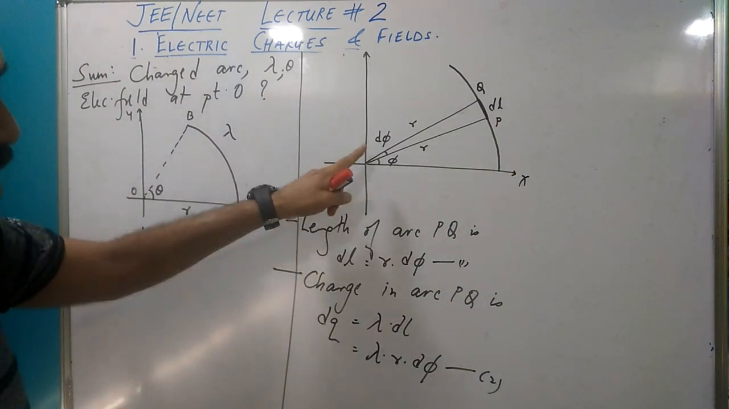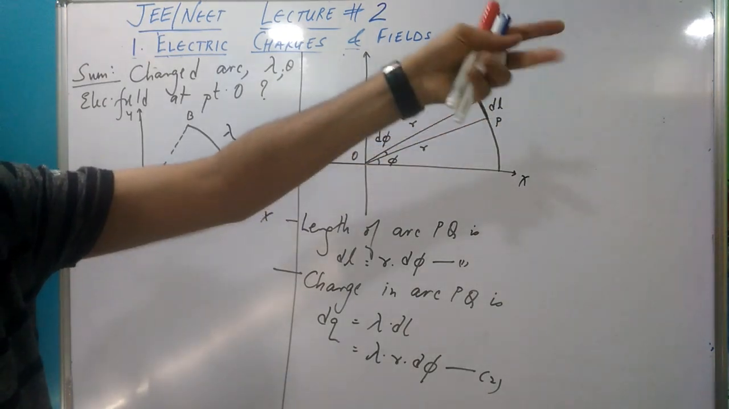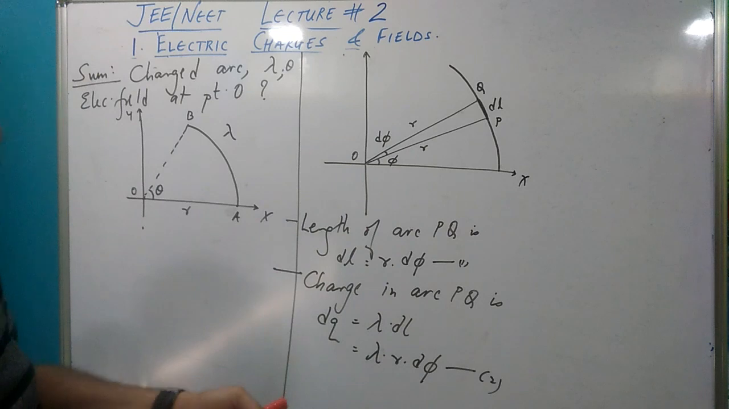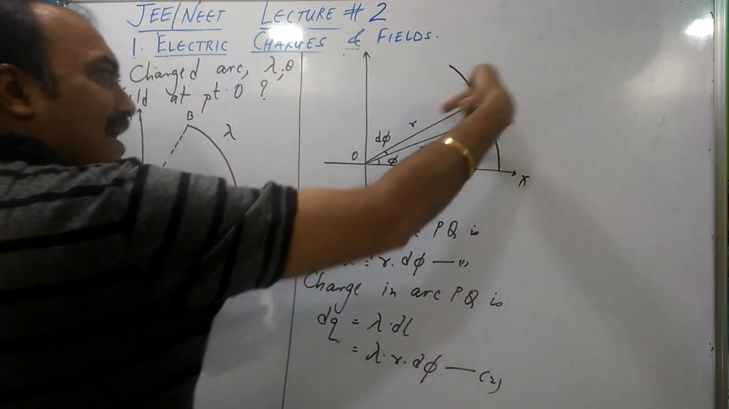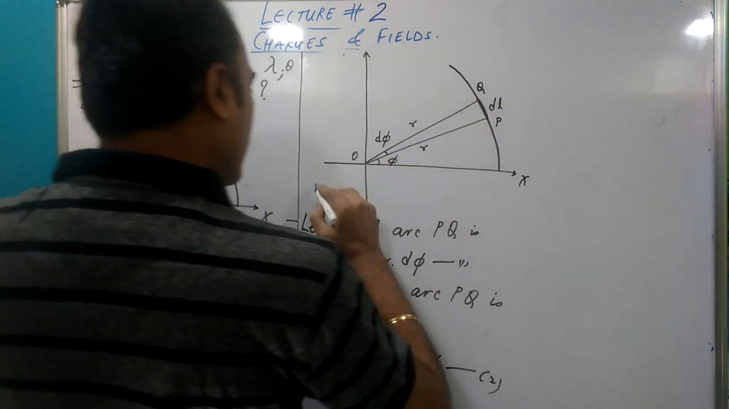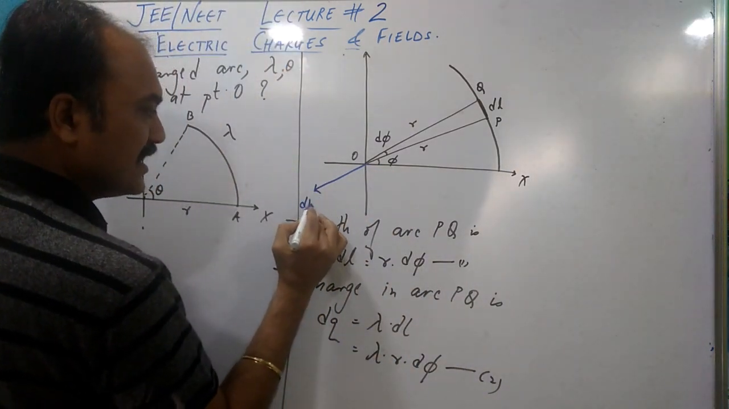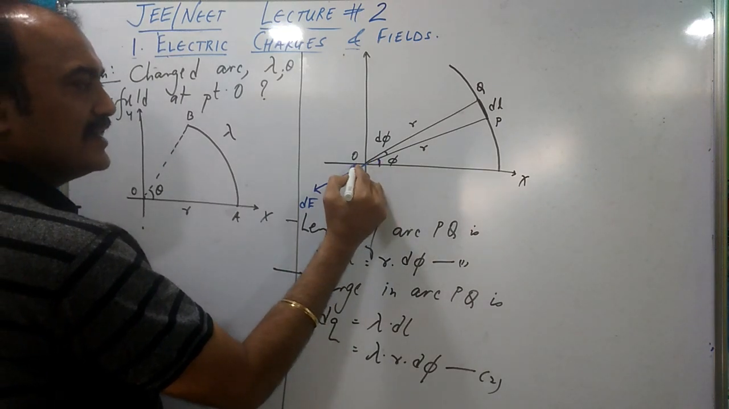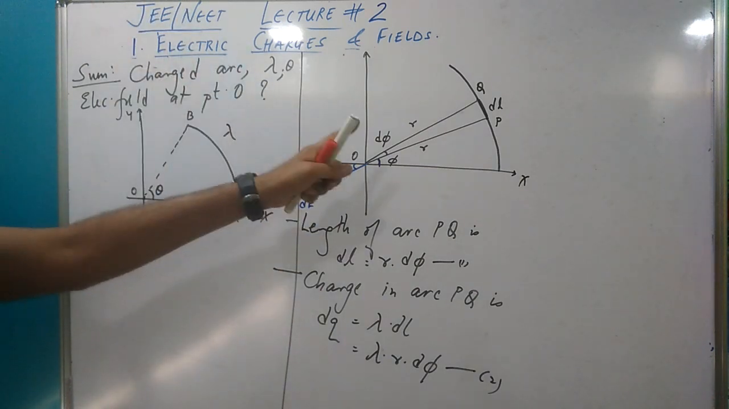Now, if this is dq, let us assume positive charge. What would be the direction of electric field at point O? Won't it be coming radially outwards? So let me draw that to be coming radially outwards. Beautiful diagram here. This is, let us say, dE. And if this is phi, then this also has to be phi. I hope you understand this much.